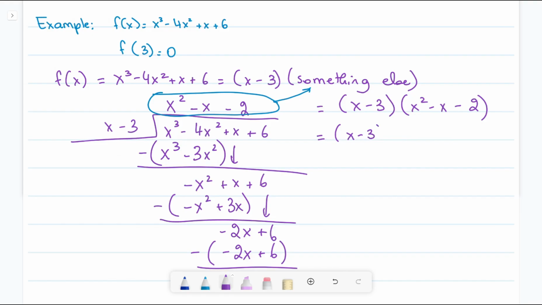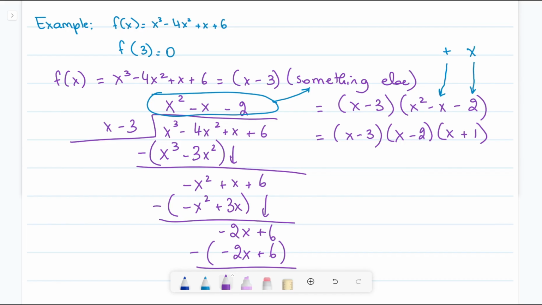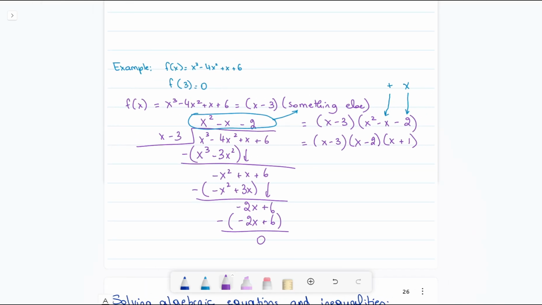For now, I will not use the full quadratic formula of b squared minus 4ac. I will do this the quick method. If I have two numbers, I multiply them, I get negative 2, I add them, I get negative 1. What are these two numbers? They are negative 2 and positive 1. As you can see, negative 2 times 1 is negative 2. Negative 2 plus positive 1 is negative 1. So this is our answer. We have written f of x as x minus 3 times x minus 2 times x plus 1.